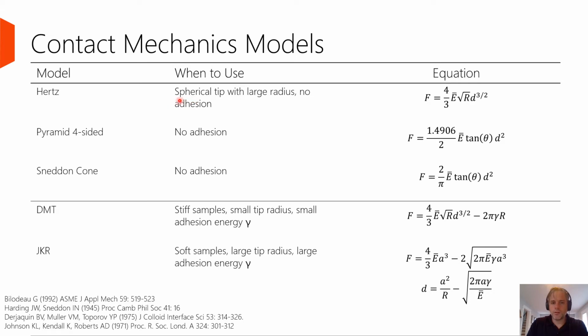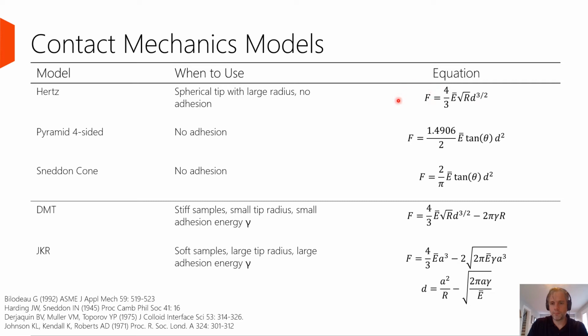You use this when you want to model a spherical tip, so a bead or a ball at the end of an AFM cantilever with a large radius, and again no adhesion. We also have models that describe maybe a pyramid indenting into a surface. This is common, similar to what you have with an actual AFM cantilever pyramid, and a cone interacting with a surface. Now the equations on the right describe essentially the shape of the probe.